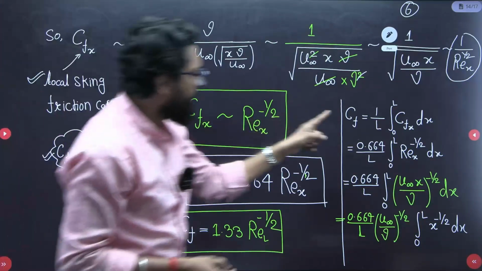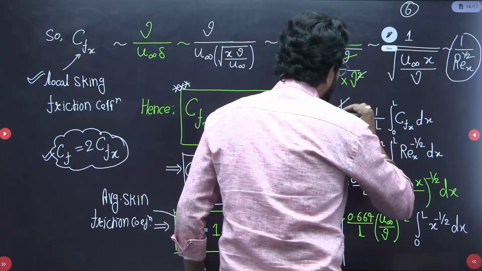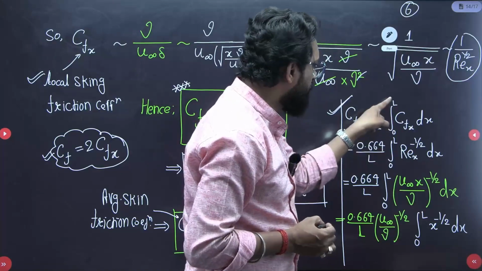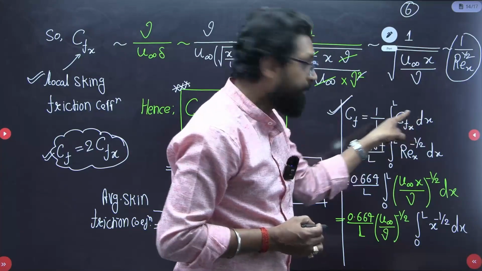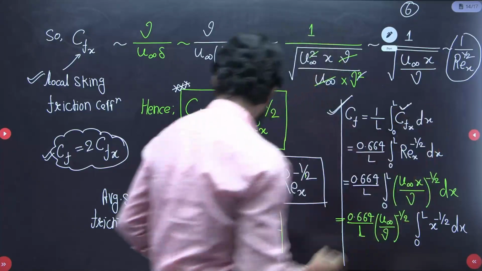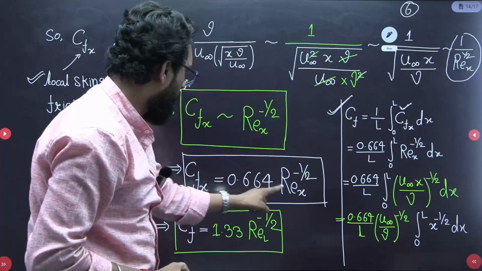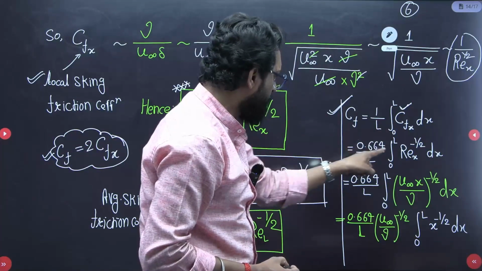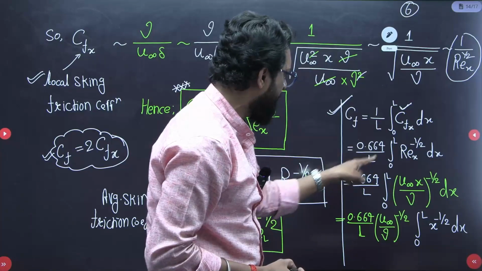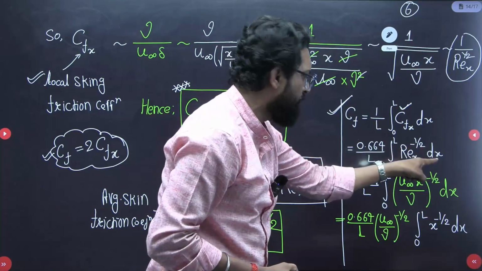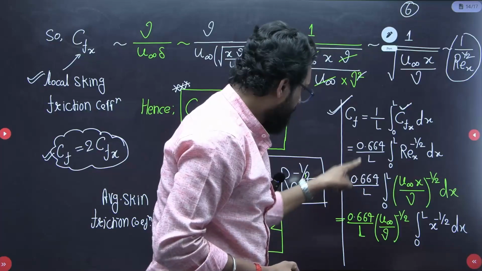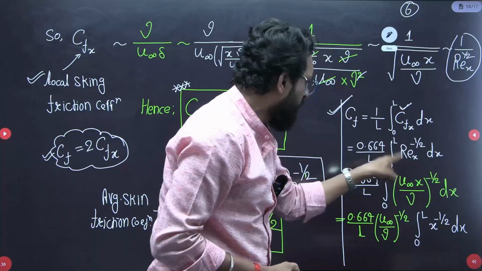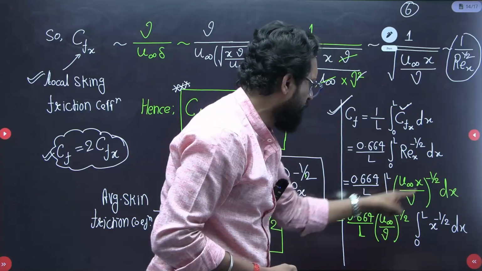How? If you find the average skin friction coefficient CF over the entire plate, integrate 0 to L CFX dx. And you know that CFX is equal to 0.664 Rex to the power minus 1 by 2. Put the value here, take 0.664 divided by L outside the integration, and here Rex to the power minus 1 by 2 dx. Now, 0.664 divided by L, 0 to L, and put the local Reynolds number, U infinity x by nu, to the power 1 by 2.